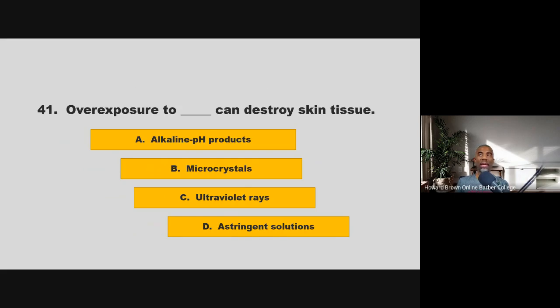Overexposure to blank can destroy skin tissue. Is it alkaline pH products, microcrystals, ultraviolet rays, astringent solutions? If you chose C, ultraviolet rays, you are correct.